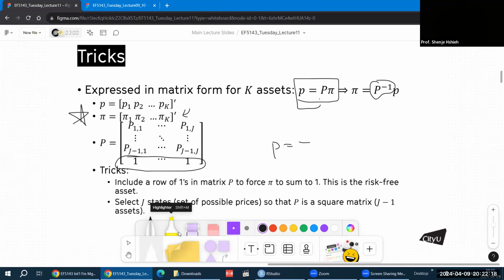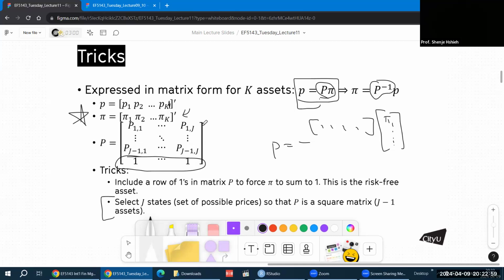All right, so the trick again, to summarize, we include a row of ones in the P matrix, which will force the pi's to sum to 1. And you can see that here, right? We have a row of ones, and we have a column of pi's. You add up all the pi's, it must sum to 1, right? That has to be true. Price of 1, I forgot 1 here, sorry. So there should be a 1 there, okay? So price of 1. What does this represent? It represents the risk-free asset, right?